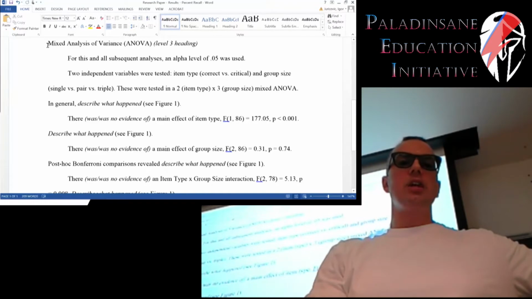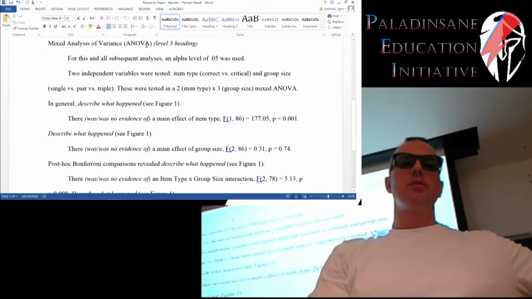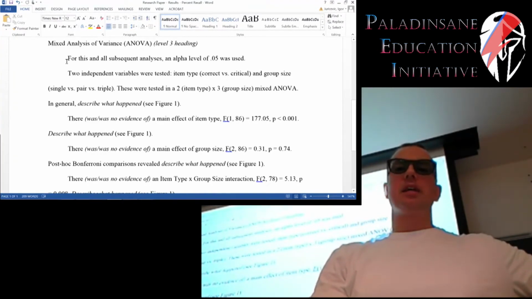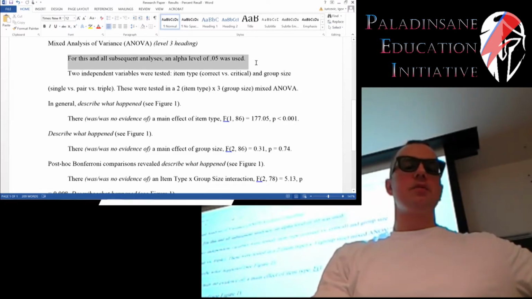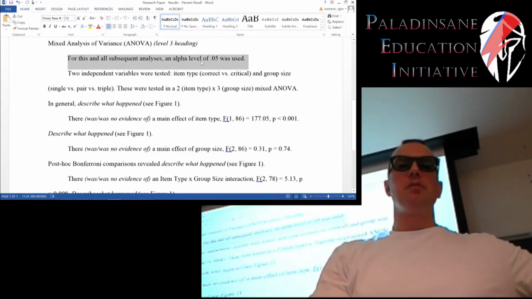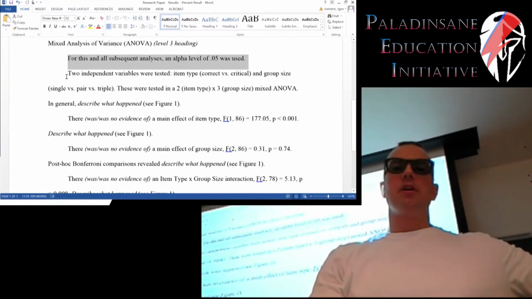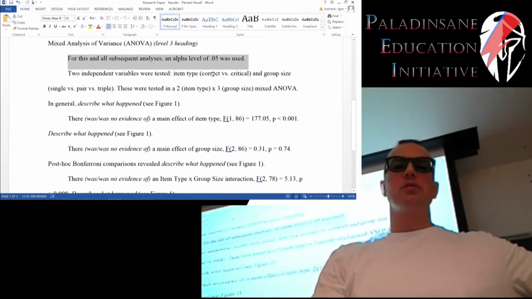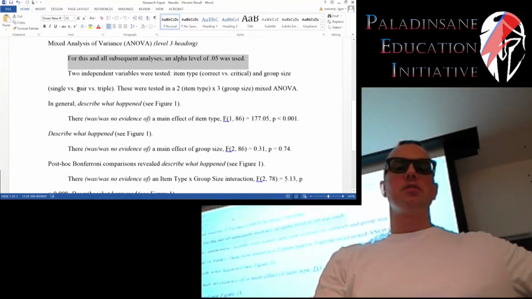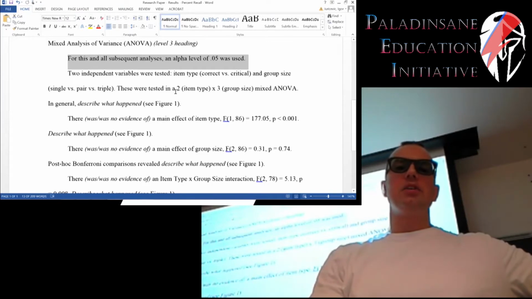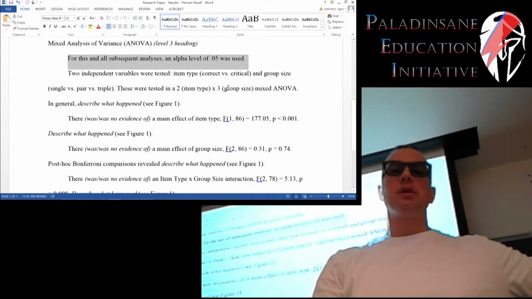So for the next section here, it's the mixed analysis of variance, which is the ANOVA. And again, this is just boilerplate language. For this and all subsequent analyses, an alpha level of 0.05 was used. 2 independent variables were tested: item type, correct versus critical, and group size, single versus pair versus triple. They were tested in a 2 item type times 3 group size mixed ANOVA.